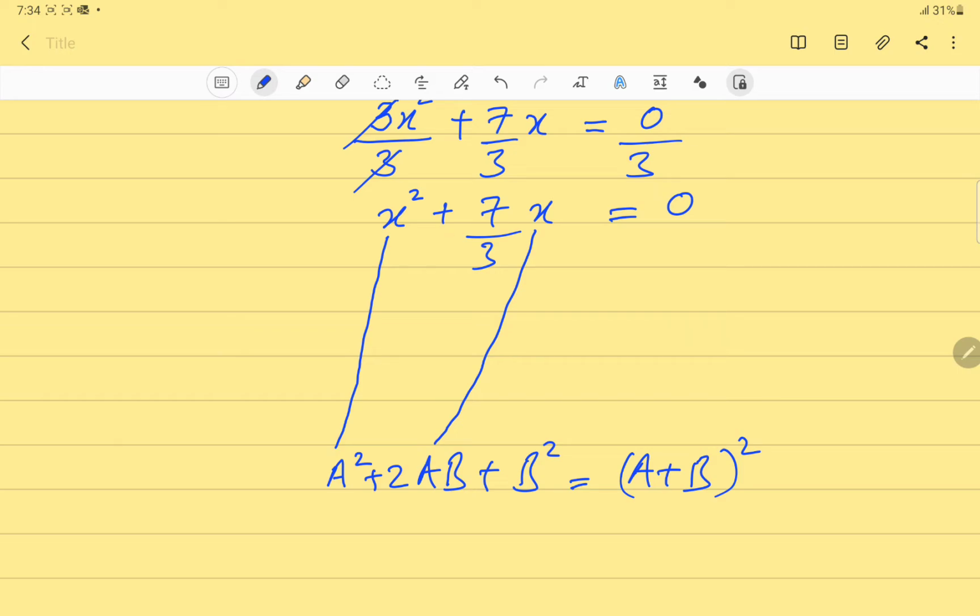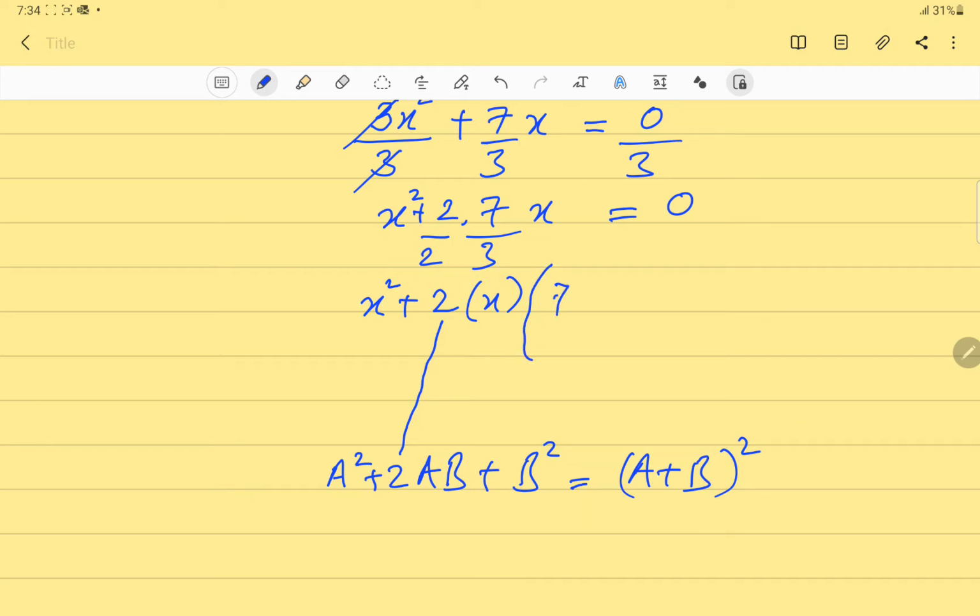So what we will do, we will introduce the 2 here, multiply by 2 and divide by 2 to keep the value the same. Now we will write the left side again like this, x squared plus, now we can write a 2 here which corresponds to this. a is x and b will be the remaining part. What is the remaining part? 7 over 3 into 2 is the remaining part, so that is 7 over 6. So now x corresponds to a and this remaining part will correspond to b.